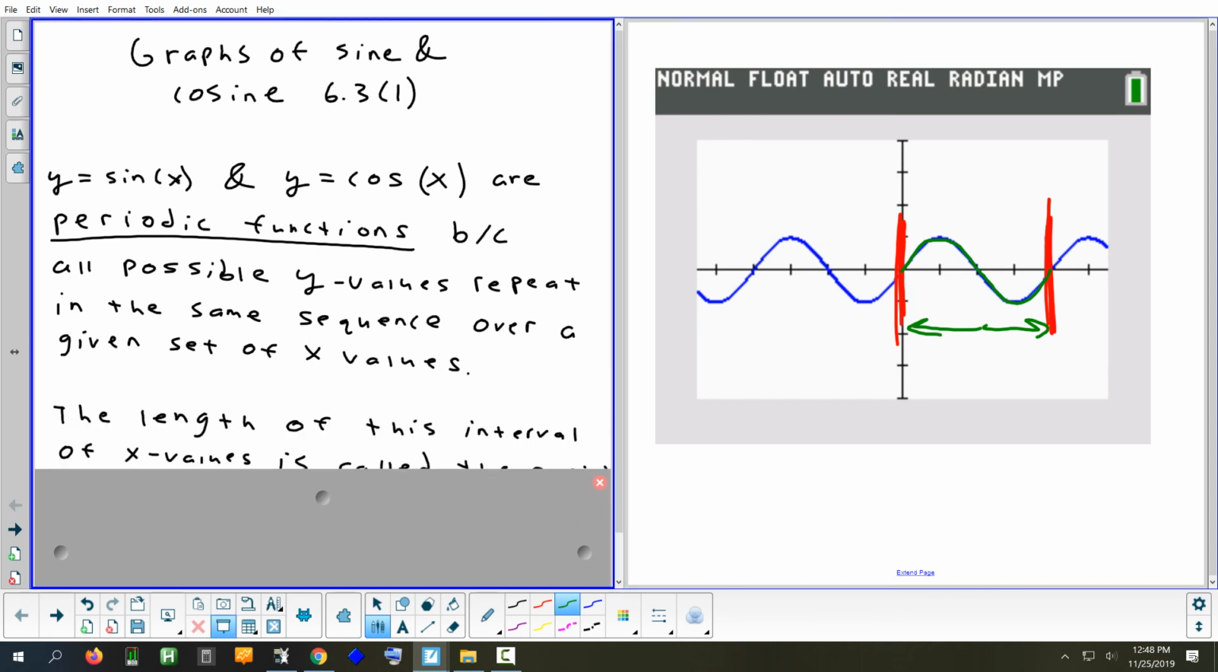Okay. So the length of that interval that I have in green from left to right, that's called the period of the graph. You can also call it the length of the cycle. Same thing. But that's the period.